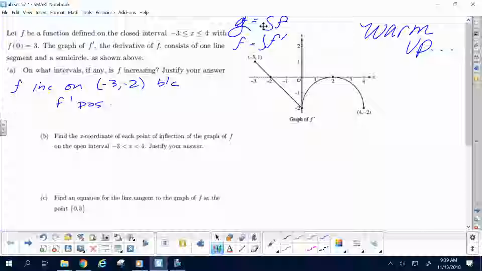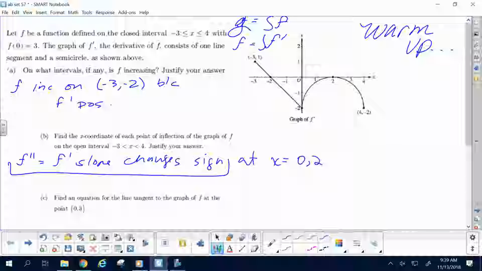So, f prime, which equals the derivative graph slope, changes sign at, and where did you say it changes sign? At x equals 0 and 2. Okay? Again, in all cases, you can answer first and then give the justification, or say this is where I looked and this is my answer. So those two components could easily be switched.